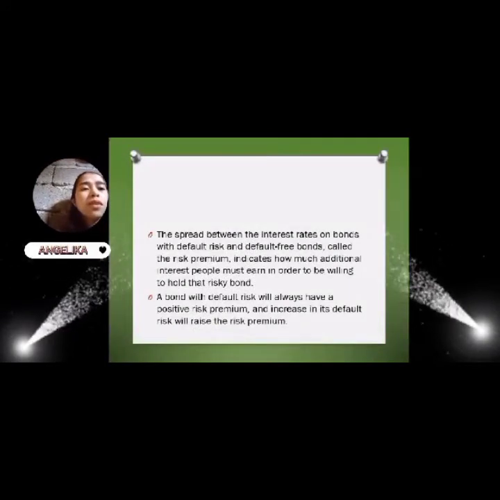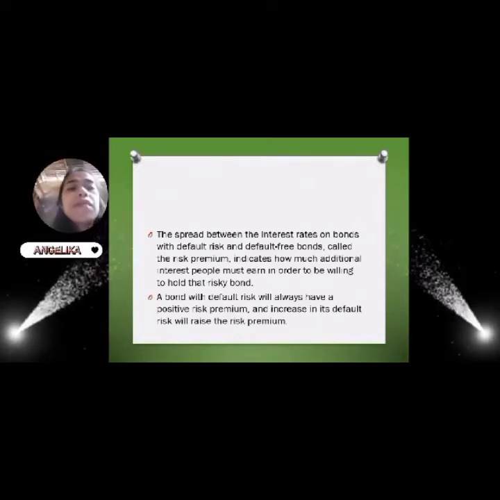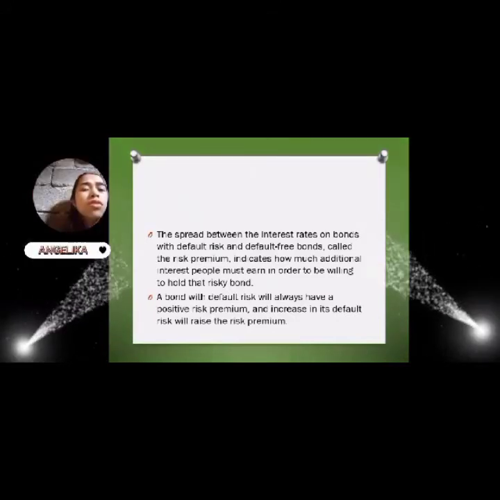The spread between the interest rates on bonds with default risk and default-free bonds is called the risk premium. Risk premium is the amount required by individuals to take on an increased level of risk. It indicates how much additional interest people must earn in order to be willing to hold the risky bond. A bond with default risk will always have a positive risk premium. An increase in its default risk will raise the risk premium.